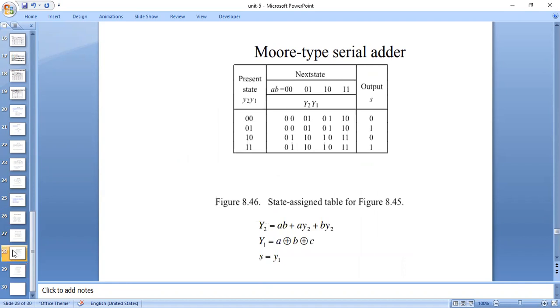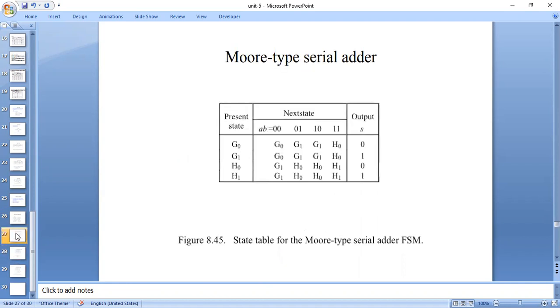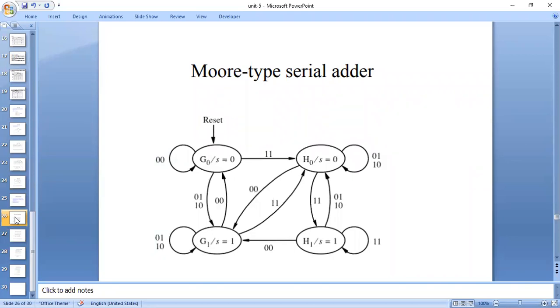How many states do we have? 4 states. So for these 4 states, how many flip-flops do we need? 2 flip-flops. If it is 2 states, we need a single flip-flop. A single flip-flop can represent either 0 or 1, but to represent 4 states we need 2 flip-flops. Okay, so this one is all about the serial adder.